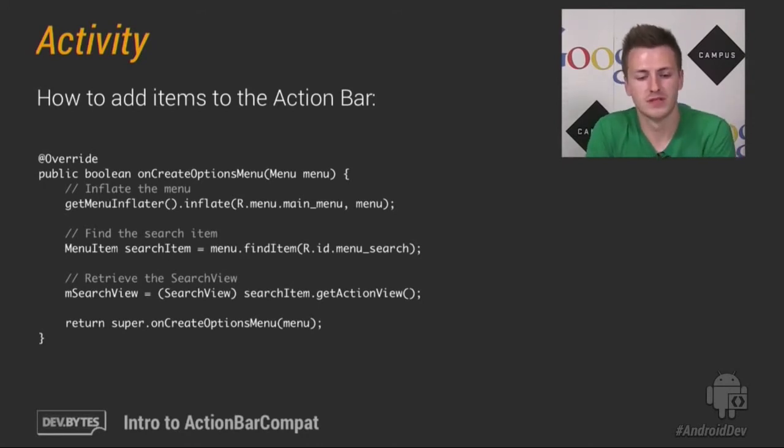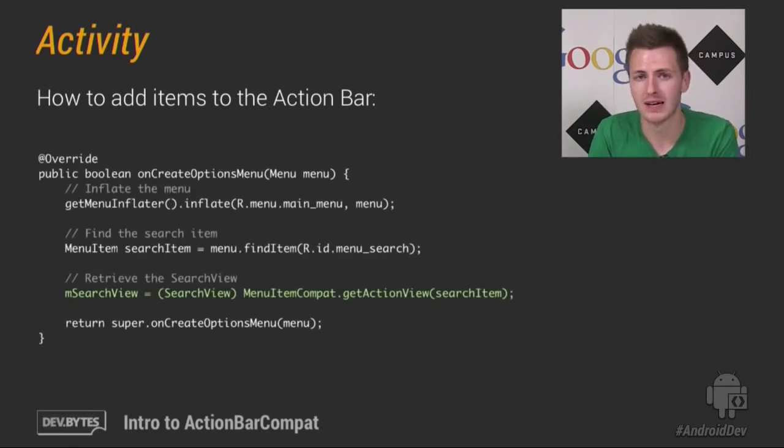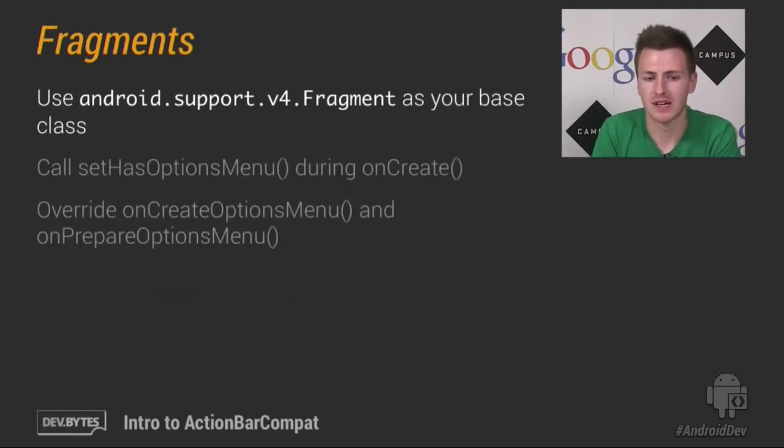Now, to get around this in ActionBarCompat, we've added the MenuItemCompat class, which is a collection of static methods which will allow you to reference these methods cleanly and safely, much like you do with a lot of the other support methods. Now we move on to fragments.